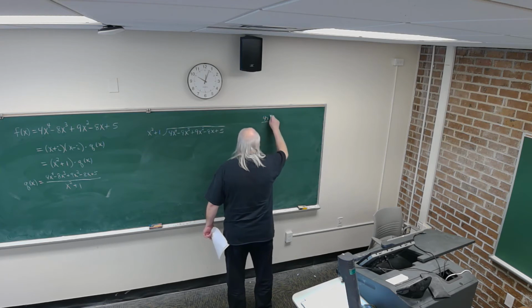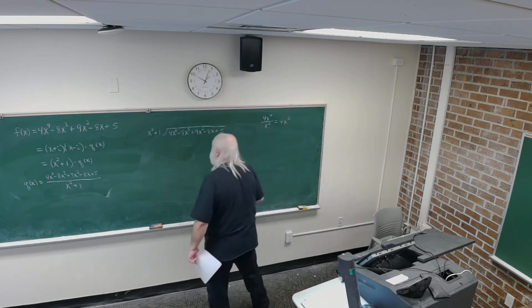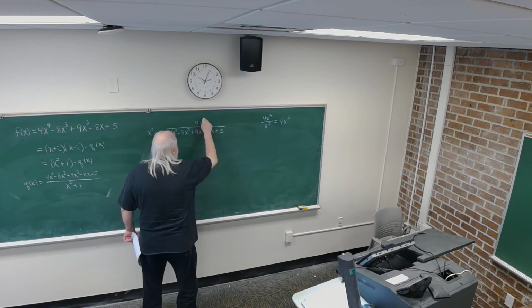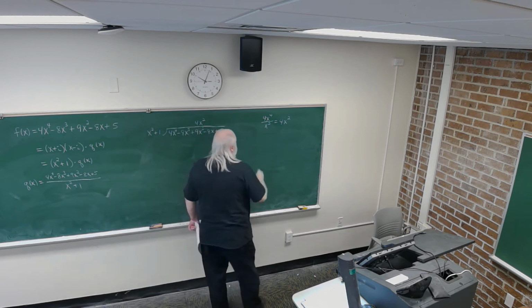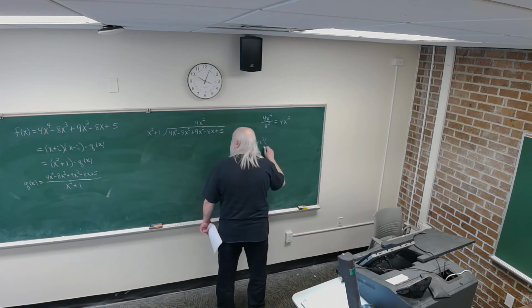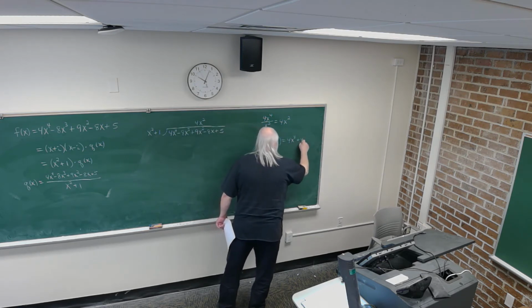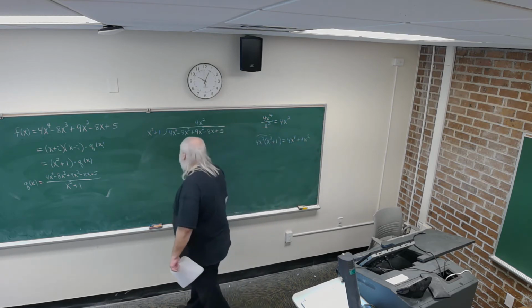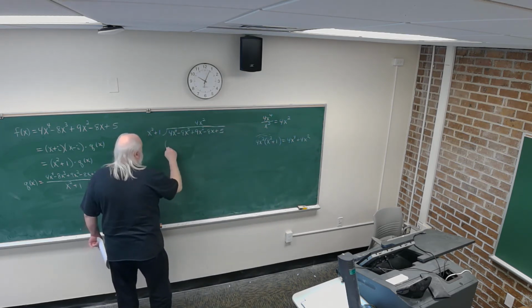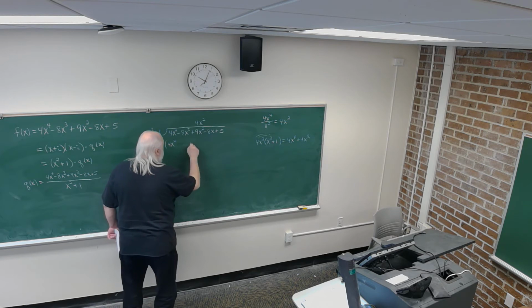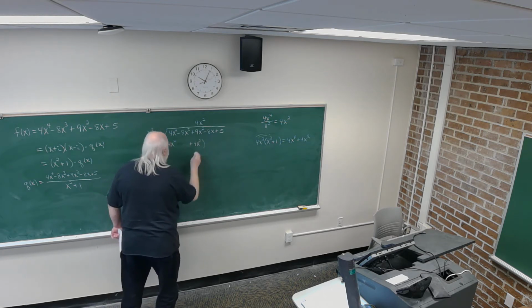4x to the 4th divided by x squared is equal to 4x squared. So x squared goes into 4x to the 4th 4x squared times. Then you multiply 4x squared times the divisor, and when you distribute, you get 4x to the 4th plus 4x squared. And you're going to subtract that from the dividend.